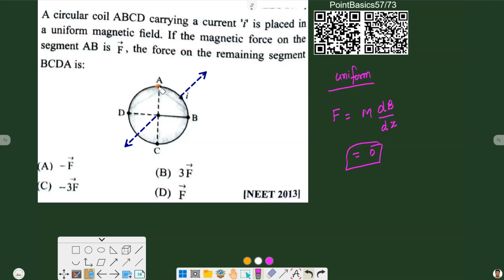And the force on the AB part is mentioned to be F. So on the remaining part, the force should be equal in magnitude and opposite in direction. So if it is F, then it should be minus F. That is option A for us. Let's move to the next question.